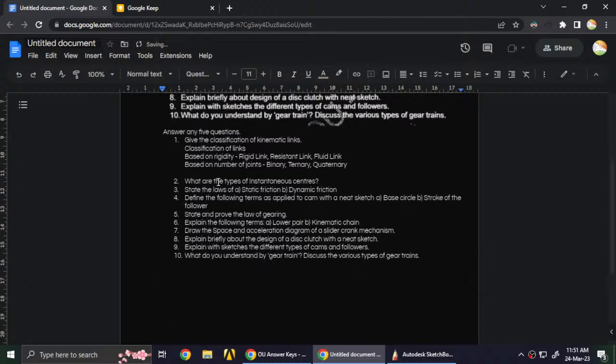Then, based on the number of joints, links can be classified as binary, ternary, and quaternary. Let's see what's the next question.